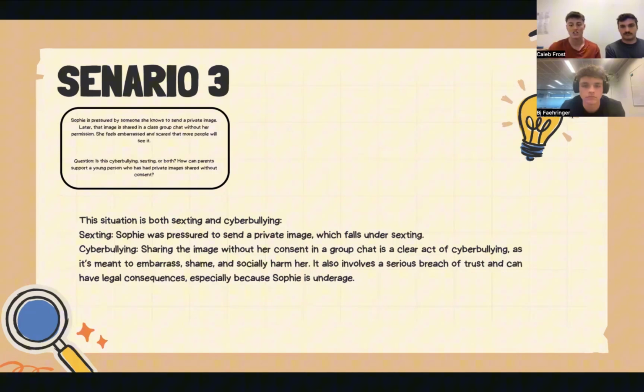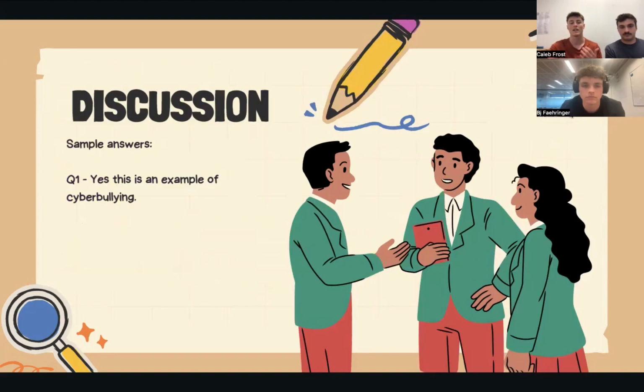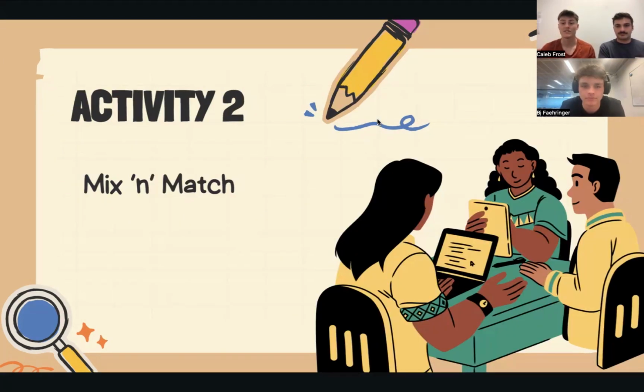So that brings us to the end of our activity 1. Now, for activity 2, what we're going to be doing is a mix and match. And Mr. Pefkost is going to run us through how this is actually going to work.